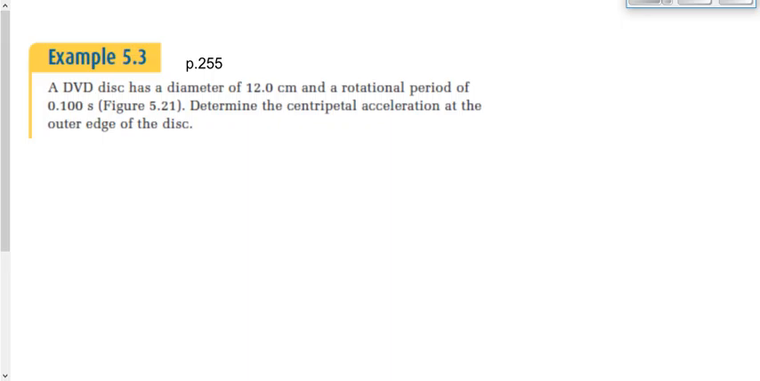It has a diameter of 12 centimeters, and it spins around with a rotational period of 0.1 seconds. So it makes one complete rotation on its axis in 0.1 seconds. We want to know the centripetal acceleration at the outer edge of the disk. So in other words, if you got a speck of dust at the outer edge of the disk, what's the acceleration on that speck of dust? It's different than if that speck of dust is halfway out, right? The acceleration will be different because the radius is different then. What do we got here? We got a radius of what?